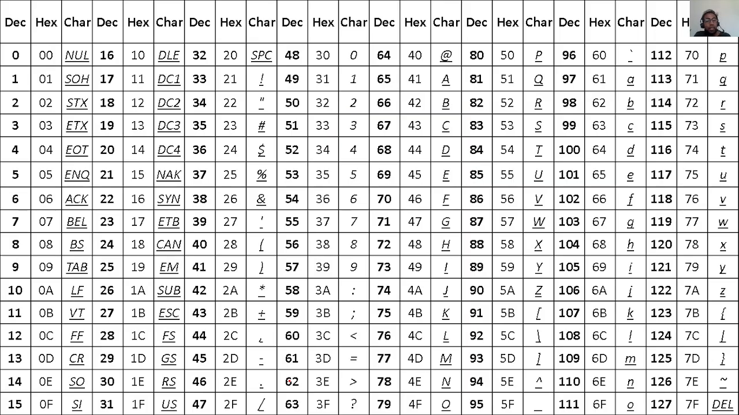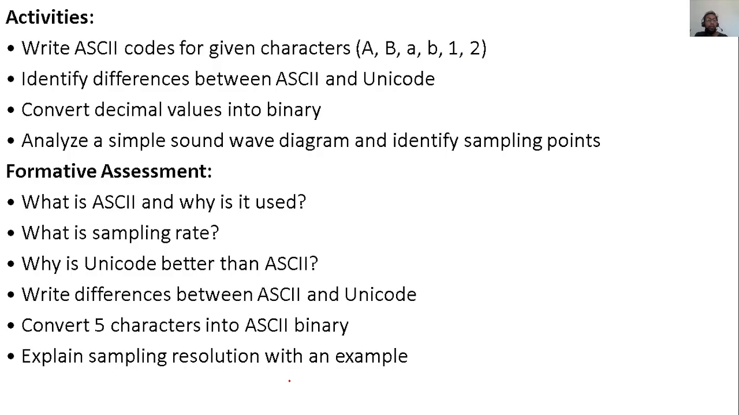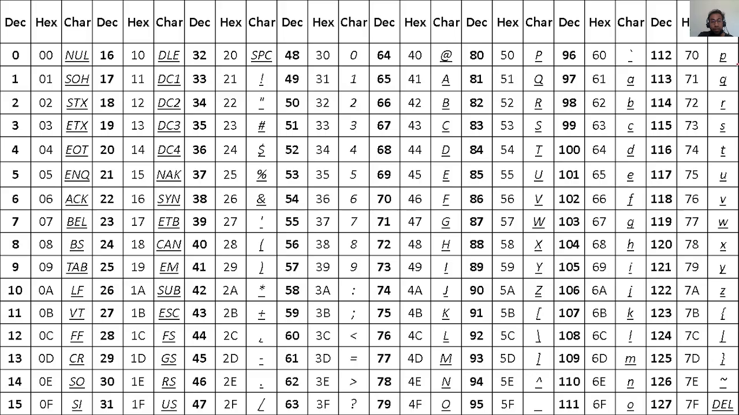So this is the ASCII table that we discussed earlier, and then these are a few activities. The first asks us to write ASCII codes for given characters. Capital A is 65, capital B is 66, small a is 97, small b is 98. Let's see 1 and 2. Let's see this. 1 is here, this is our character 1. So its decimal value is 49. 2, its decimal value is definitely 50.